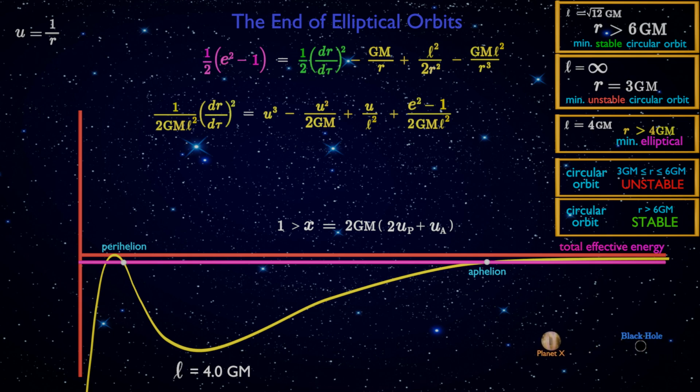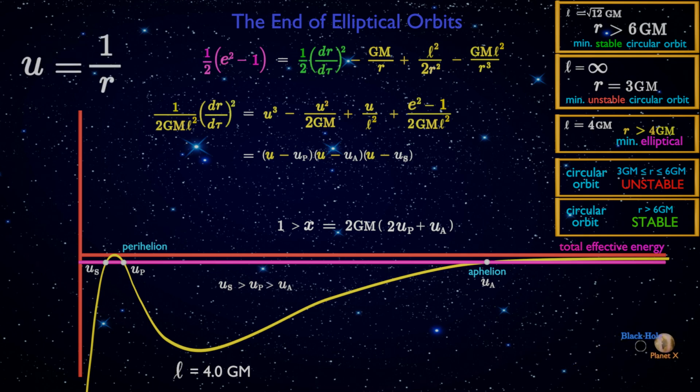The cubic equation in u can be factored into three roots, uP, uA, and uS. These are the turning points of the planet for a given energy and angular momentum, since it is at these u values where dr/dτ is 0. uP will be our perihelion turning point, uA our aphelion turning point, and uS will correspond to the turning point that is not part of the elliptical orbit, as discussed in the last video. It is important to note that uS is greater than uP, which is greater than uA, since u equals 1 over r. Let's expand out these brackets so that we can compare coefficients.